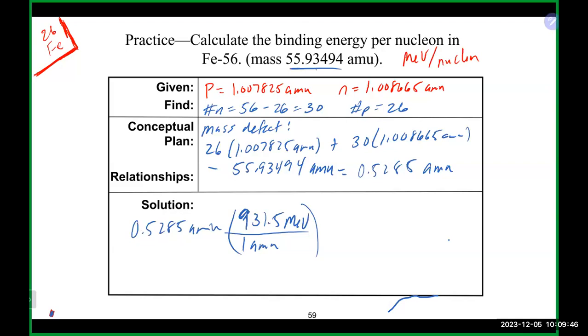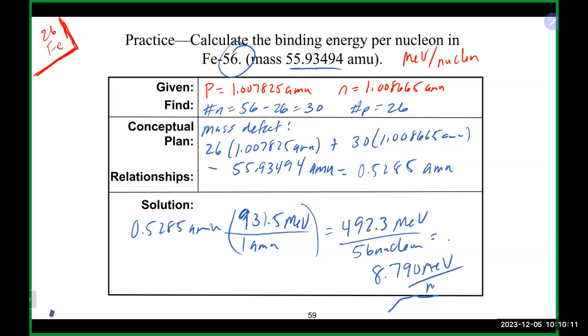And it looks like 492.3 mega electron volts. Once again, divided by the nucleon, which is essentially the mass number there, which is our protons and neutrons, and that would get us about 8.790 mega electron volts per nucleon. Question on that one there.